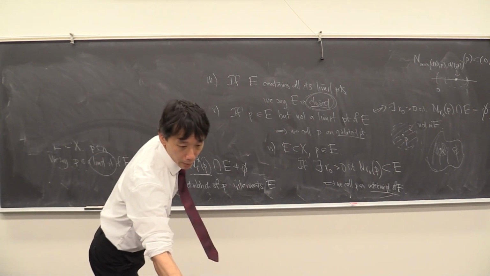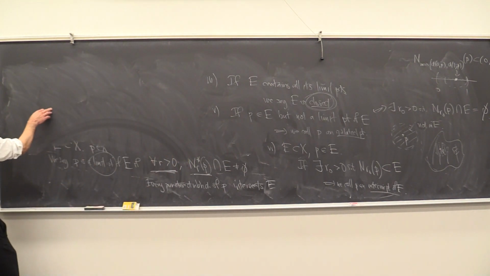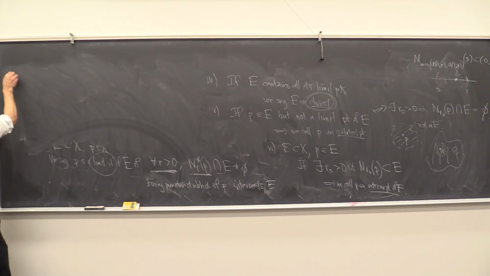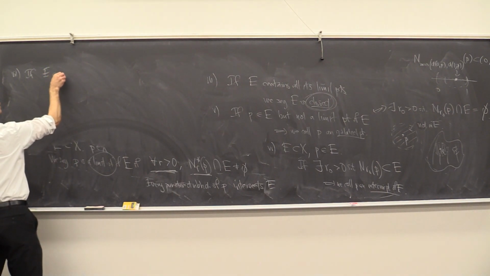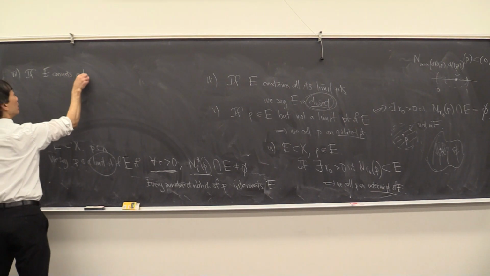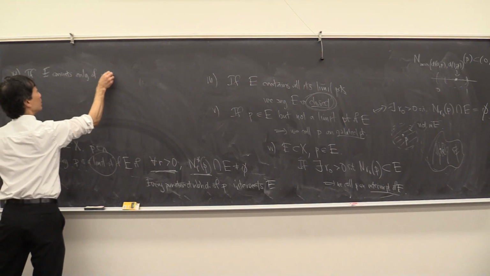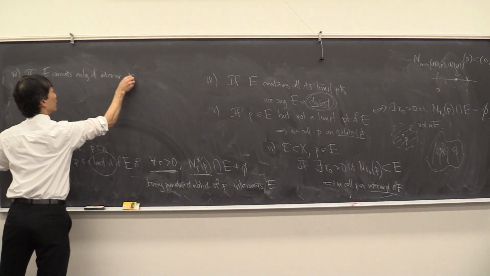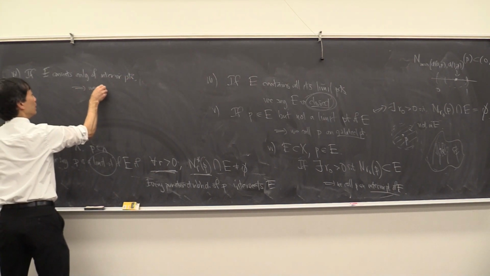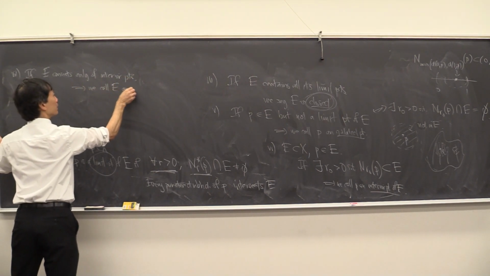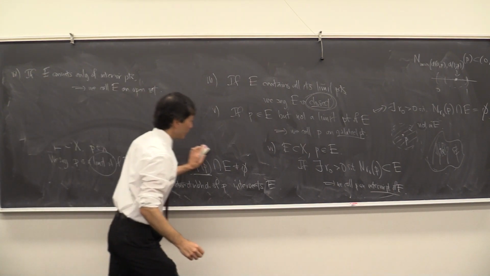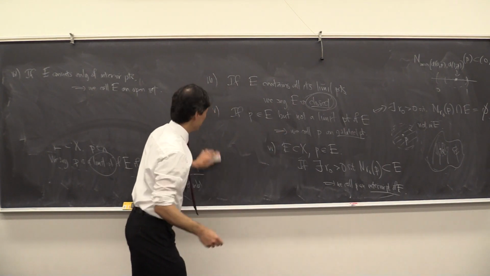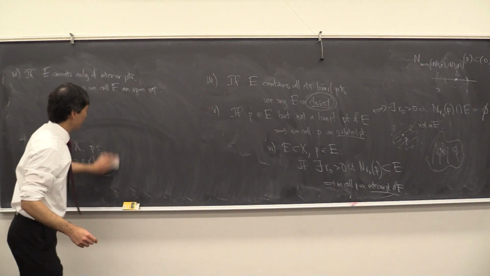Okay. Next, 7. If E consists only of interior points, then we call E an open set. E is an open set. So if every point is interior, then we say it's open.